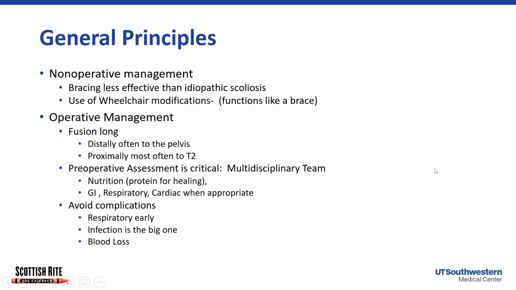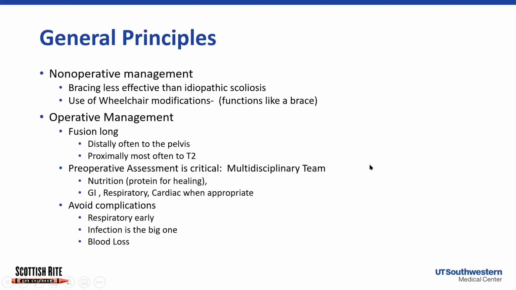So I'm going to talk about general principles. So non-operative management for neuromuscular scoliosis. Bracing is not really effective typically. We use wheelchair modifications and it functions similar to a brace. And then operative management, fusion is long and distally, often to the pelvis. We'll talk about that. Proximally, it's most often to T2. So if you say T2 to the pelvis for neuromuscular spine, generally you're going to be correct and it's going to work out well. The preoperative assessment, absolutely critical.